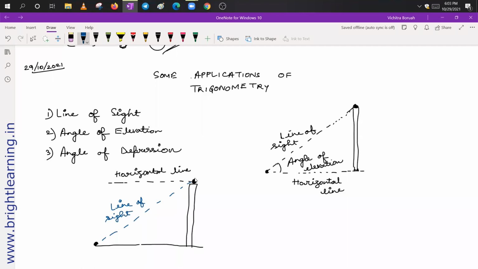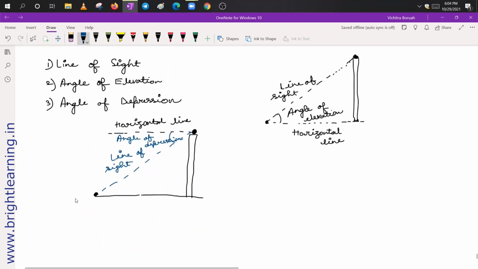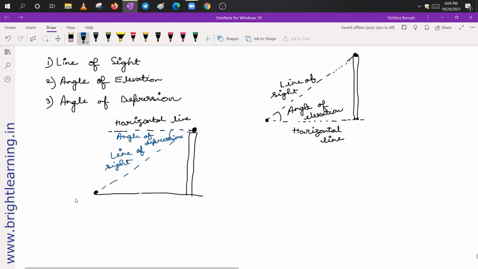Now in this case, the person is looking in the downwards direction. So in this case, the angle made by the horizontal line and the line of sight is called the angle of depression. So these three terms you need to know for this chapter, and the trigonometric values of the angles. Rest, let us move on to the questions. The questions are based on this concept only. Okay, let's start the questions.